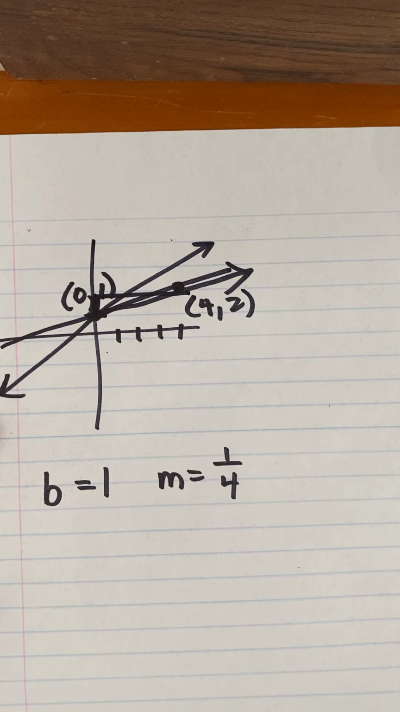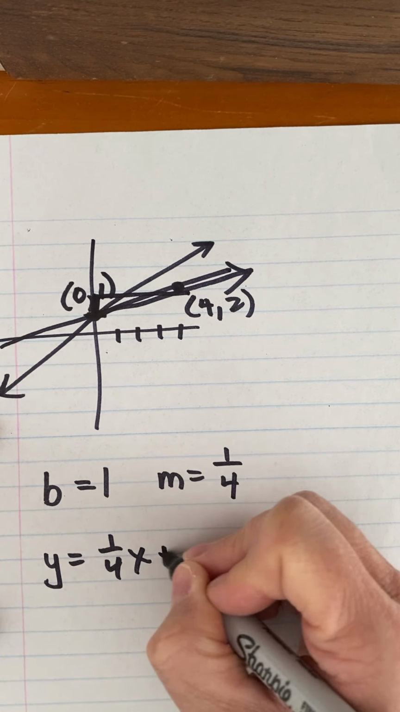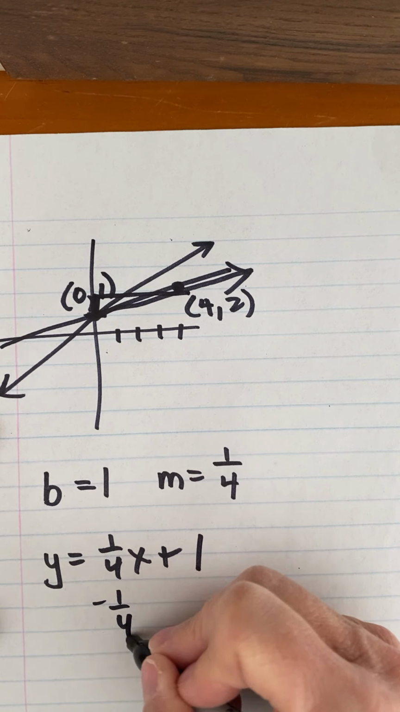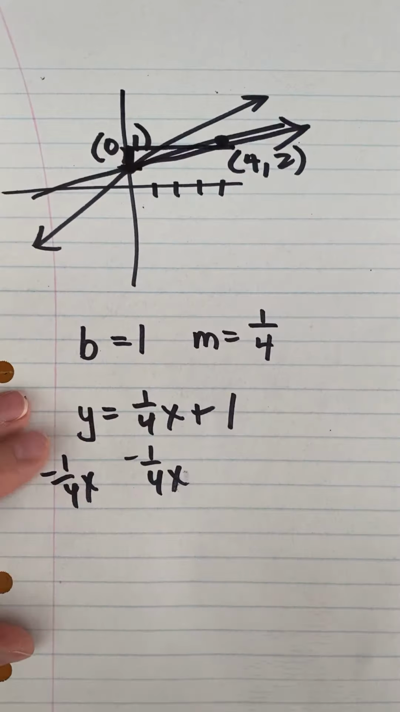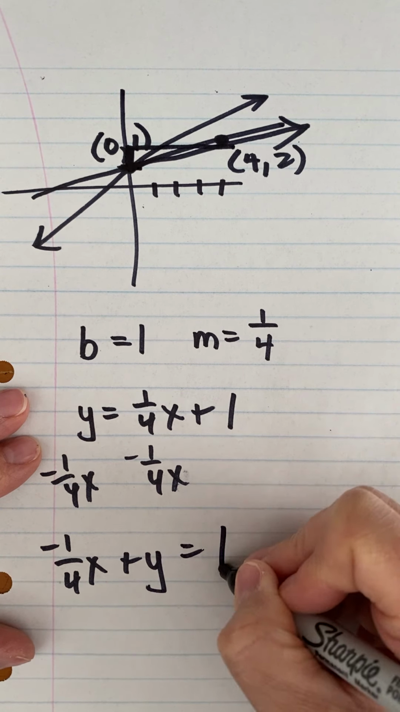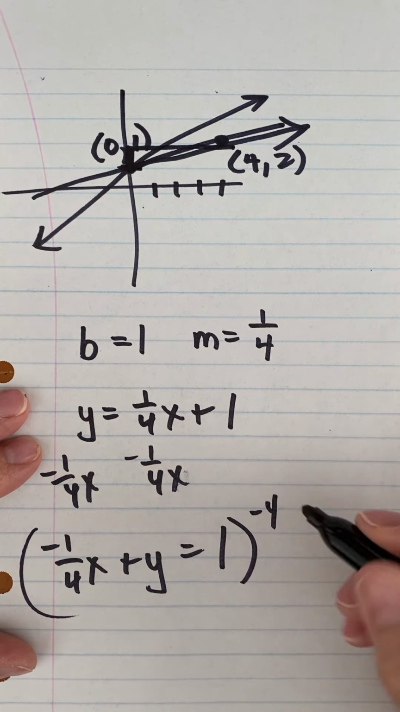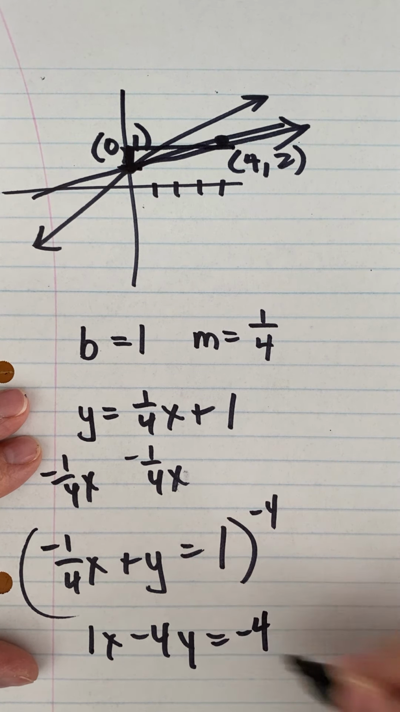So now I just do what I did before. I say y equals 1/4 x plus 1, subtract 1/4 x from both sides, and I get negative 1/4 x plus y equals 1, multiply by negative 4, and I get 1x minus 4y equals negative 4.